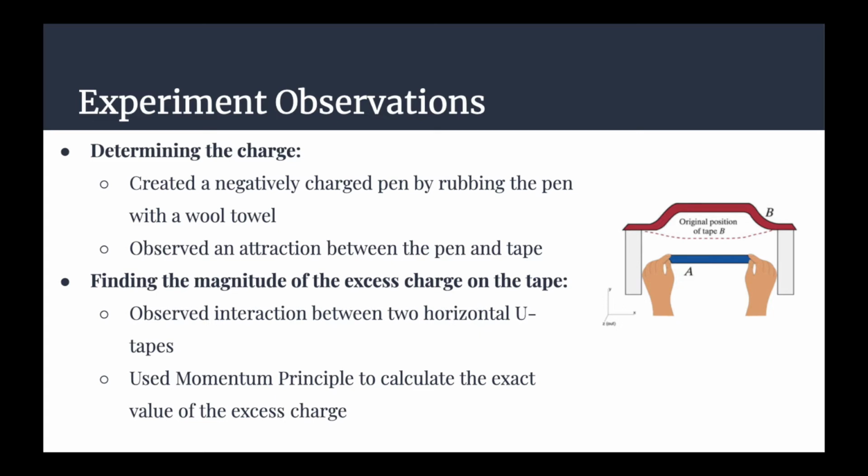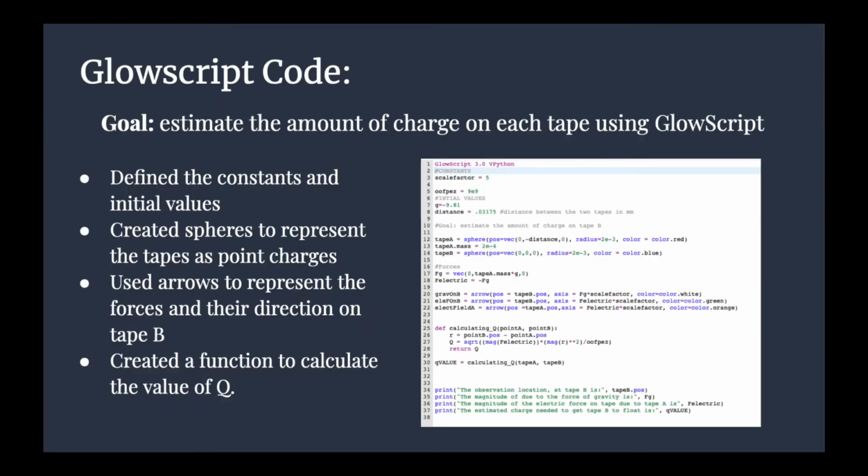In the final experiment, I placed a charged U-tape, labeled B in the figure, horizontally. Then I took another charged U-tape, tape A, and placed it near tape B. I found that tape B moved upwards and away from tape A, which indicates that they both have positive charges, and like charges repel one another. By calculating the distance between tape A and tape B and using the momentum principle, I was able to solve for the magnitude of the excess charge on tape A. The data collected goes as follows.